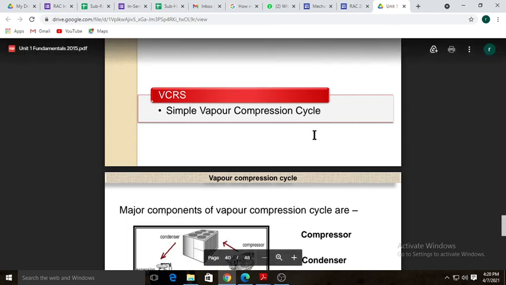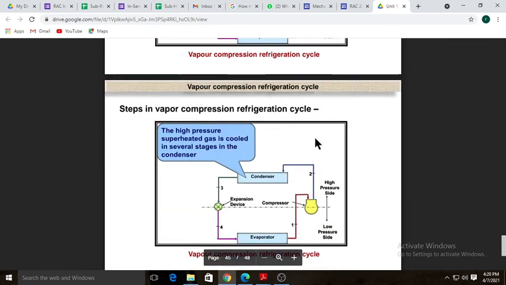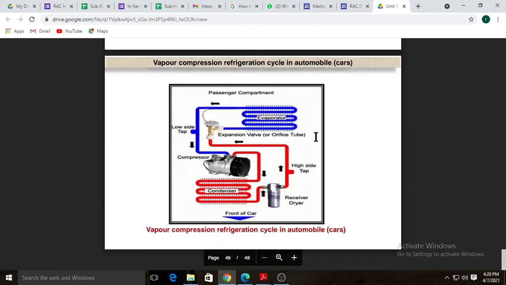And you are familiar with the simple vapor compression refrigeration cycle, and also the vapor absorption cycle.